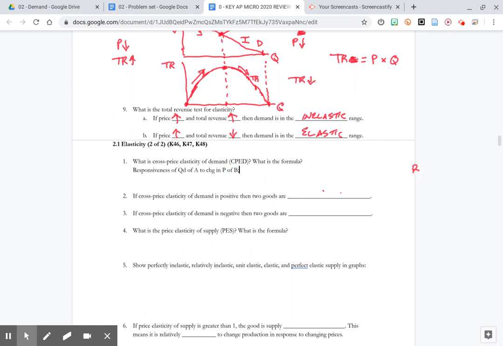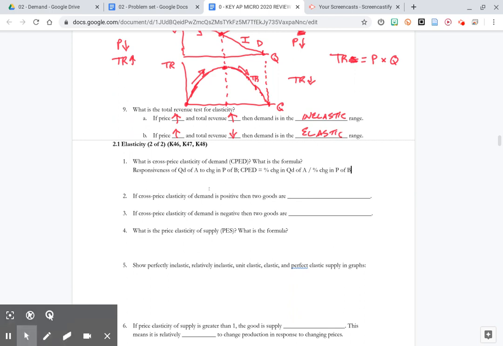And so we'd say the formula for CPED is the percent change in QD of A divided by the percent change in P of B. So we're just relating two different goods to each other. So I'm going to erase. Looks like my arm may have put those in there.